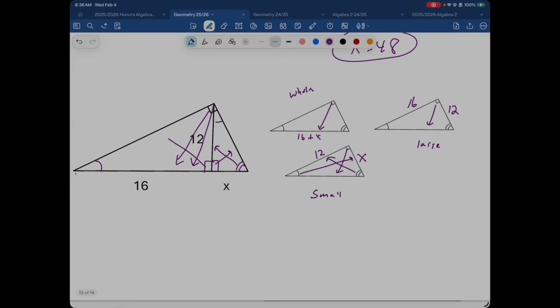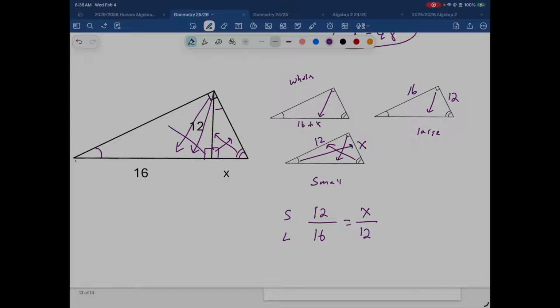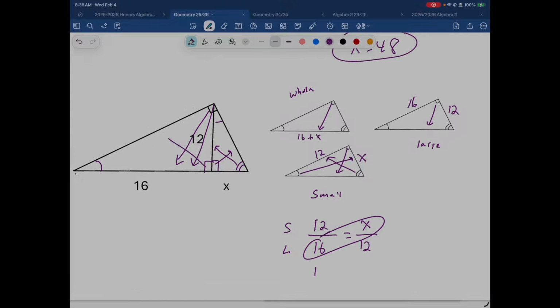Start with the small, 12, over its corresponding side on the large, which is 16. It's got to equal small. The only other side we know is x, over the large, which is 12. Cross multiply, that's 16x. 12 times 12 is 144. Divided by 16, and x is equal to 9. There's our solution.